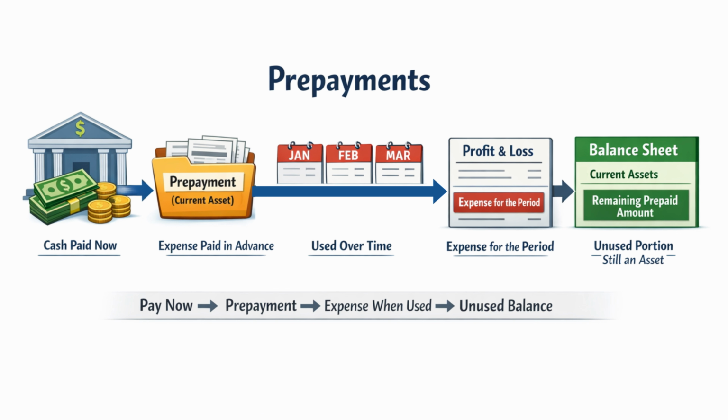Let's recap the key points about prepayments. Prepayments are expenses paid in advance. They are shown as current assets in the balance sheet. Cash is recorded when it is paid. If an invoice is received for a future period but has not yet been paid, there is no cash movement yet. Expenses are recorded when they are used or incurred. The profit and loss account shows the expense for the period. The balance sheet shows what remains unused.